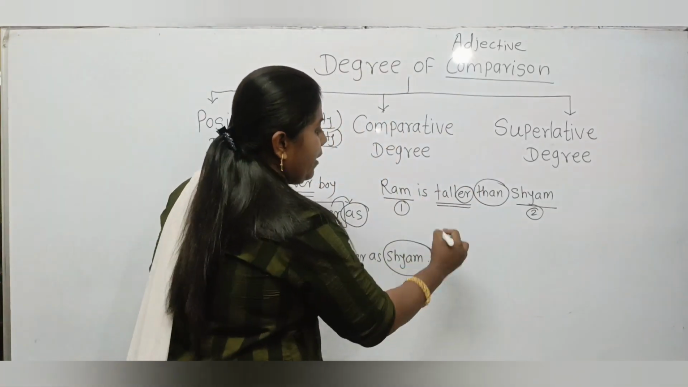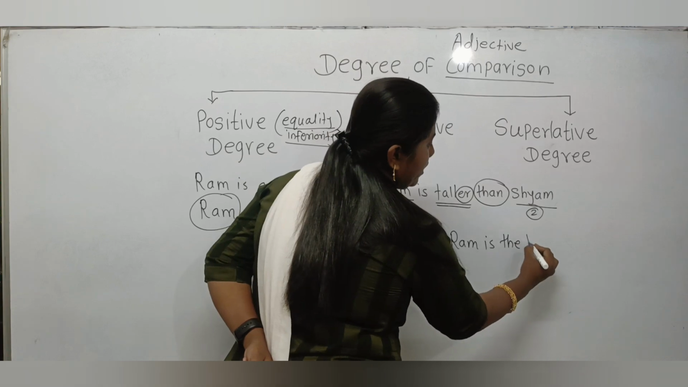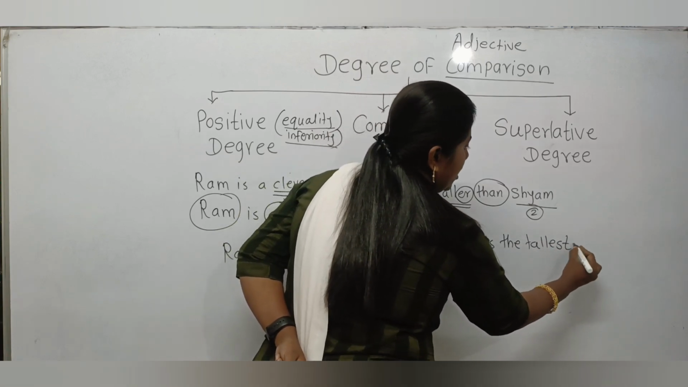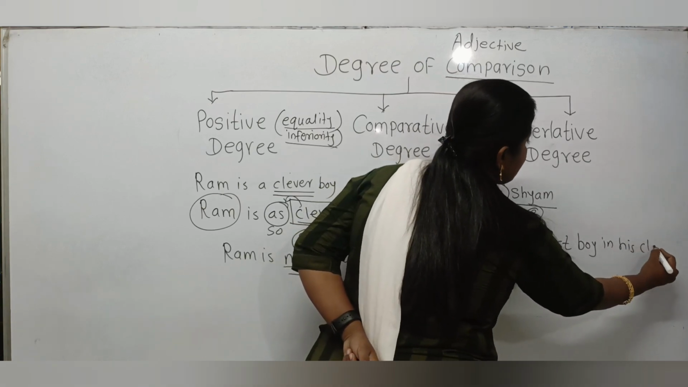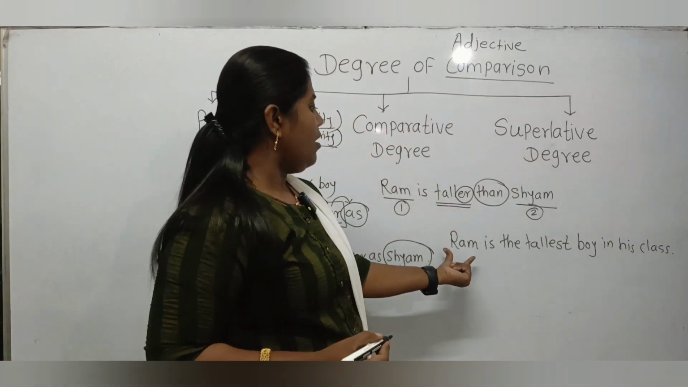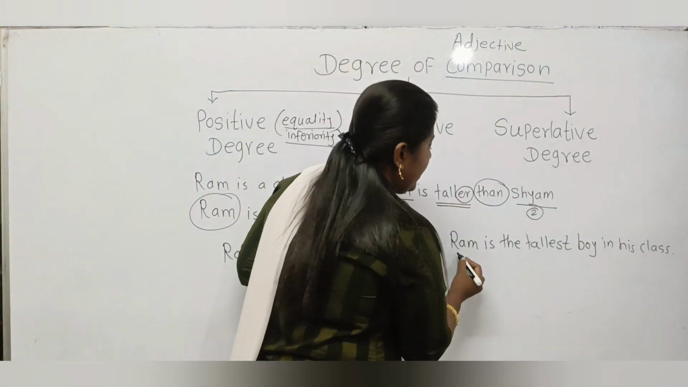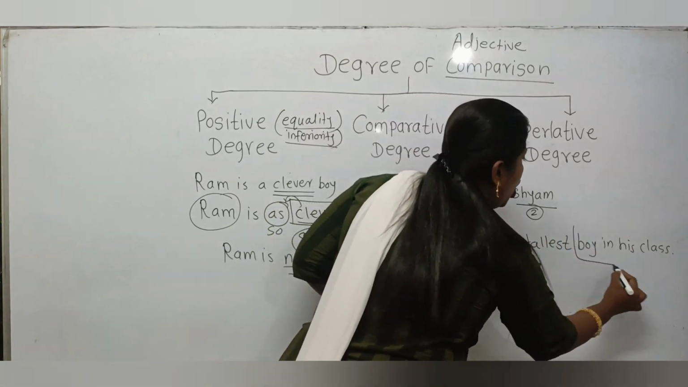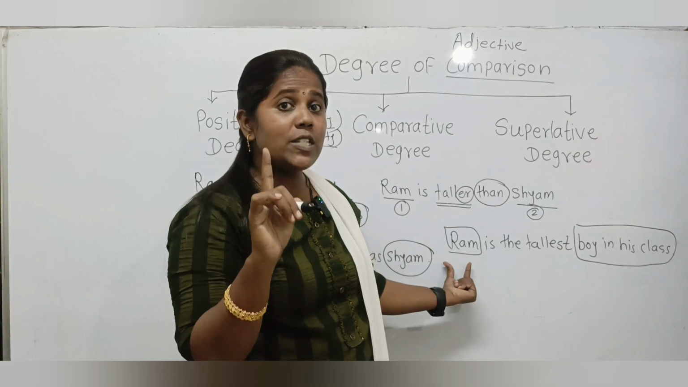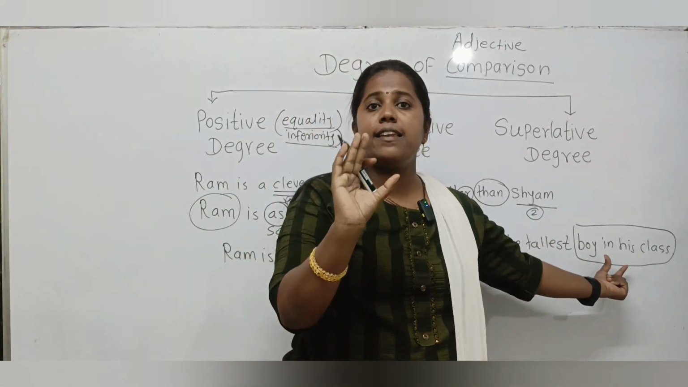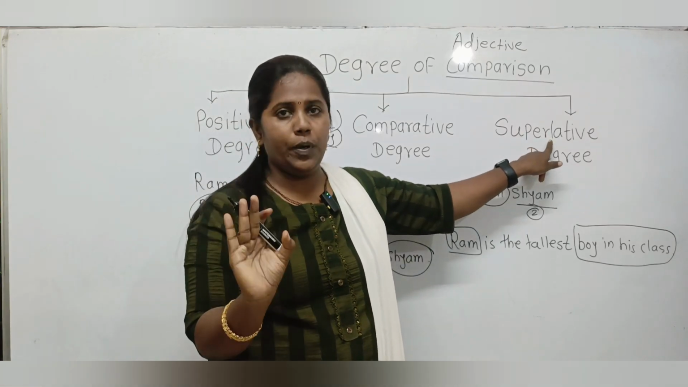For example, if I say that, see, Ram is the tallest boy in his class. So this is the example. Ram is the tallest boy in his class. In this example, you can find that this Ram is compared with all boys in his class. Means Ram is single one, but he has been compared with lots of boys in his class. So that time only it can be superlative degree.